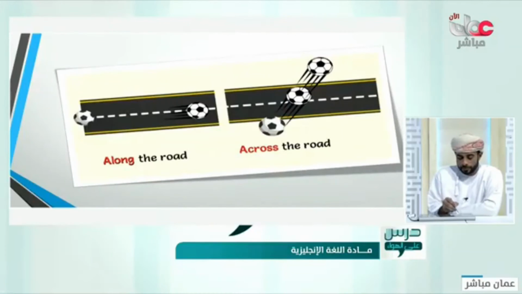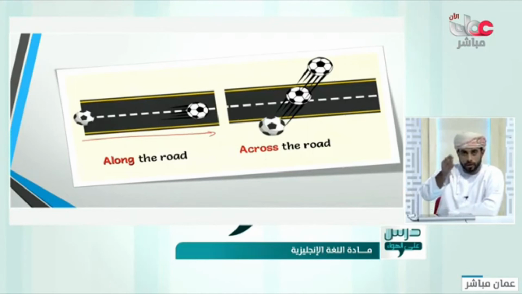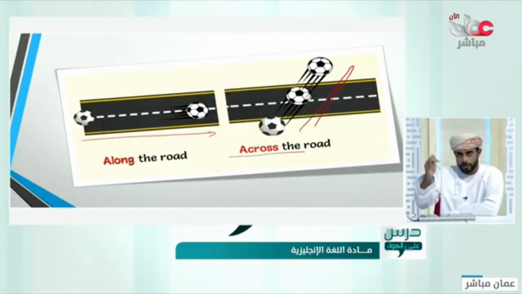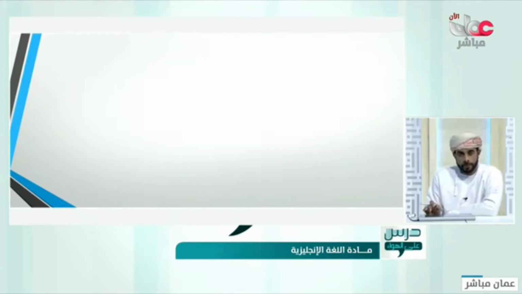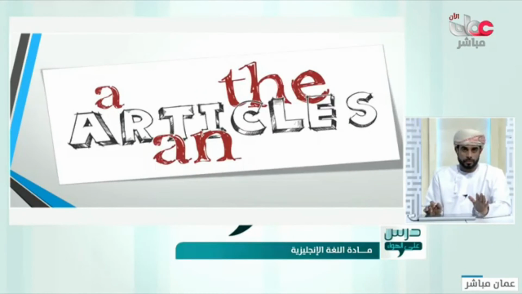Along, from the word long, along the road. Go with the road, along the road. While if you go like this, like we say, cross the road, across the road, like you cross it, across the road. That's why they call it cross line. The cross line also. Good. These are some examples of prepositions.